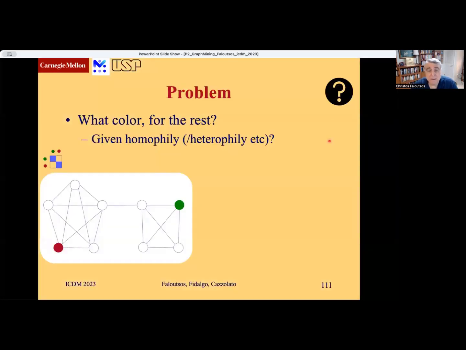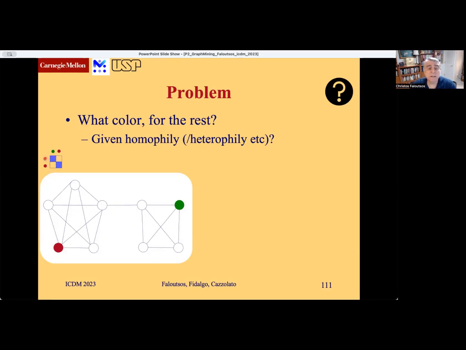The problem here is as follows. We have a graph like the toy graph shown here, but now nodes have some labels. So we know that this one has the red label, prefers the red color or votes for the red party, while this one prefers the green color or votes for the green party. And we're also given the compatibility matrix.